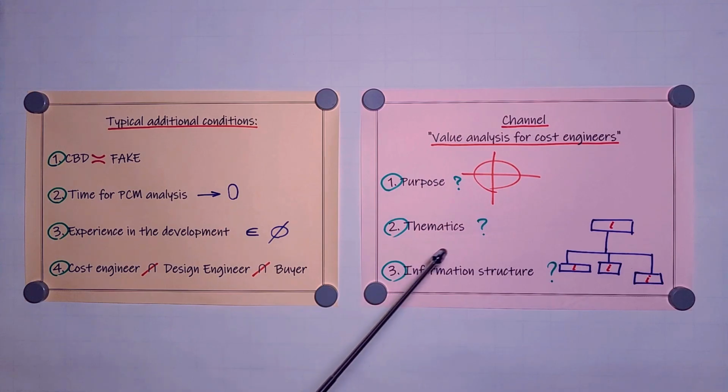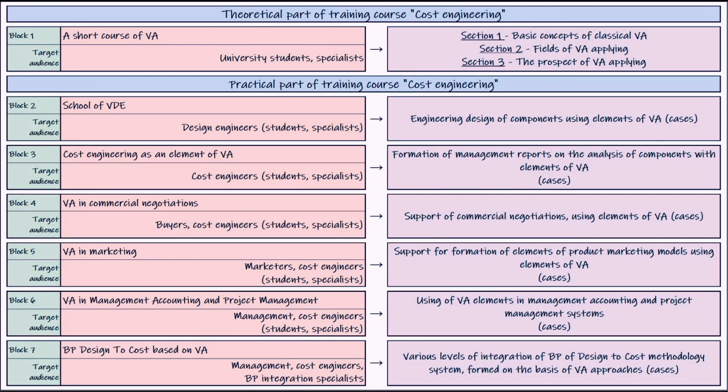The next, information structure. Demo program consisting of a course of lectures and practical examples to them is presented in the form of 7 blocks. Thus, for the convenience of listeners interested in a certain direction, for example, design engineers, buyers, cost engineers, marketers or project managers, the name of each new video will have a designation indicating its belonging to a certain block.